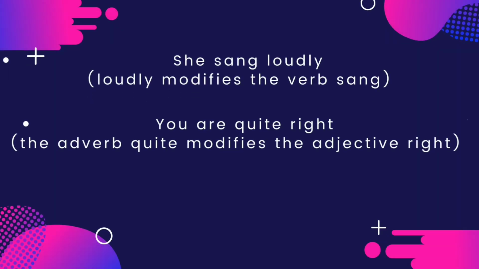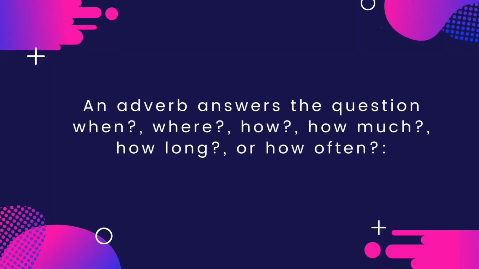She sang loudly. Here, loudly modifies the verb sang. You are quite right. Here, the adverb quite modifies the adjective right. An adverb answers the question when, where, how much, how long, or how often.